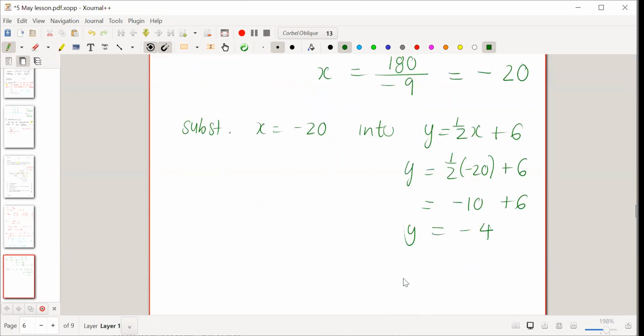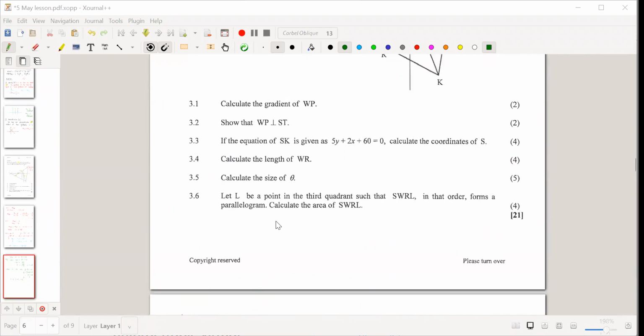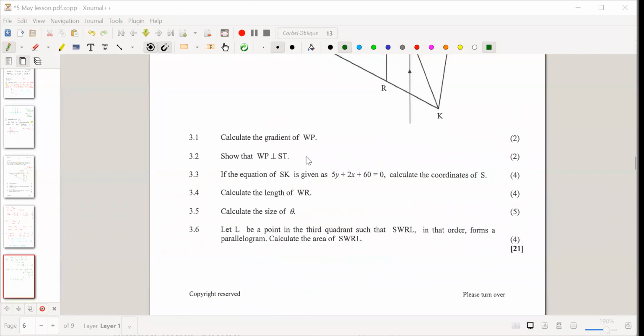So the coordinate then, S is negative 20, comma, negative 4. Does everybody agree with that? Is that what you get when you also do the calculations? Wonderful. We've got some responses here that it's clear. Great. So that was that question. Let's go back. What else did we need to answer? Length of WR.